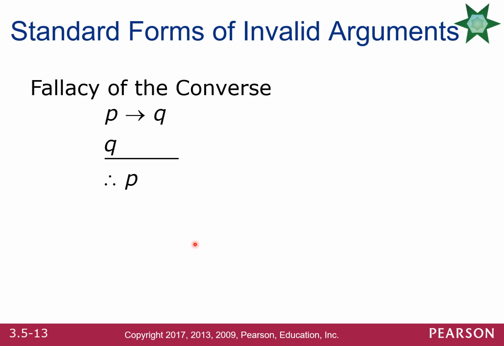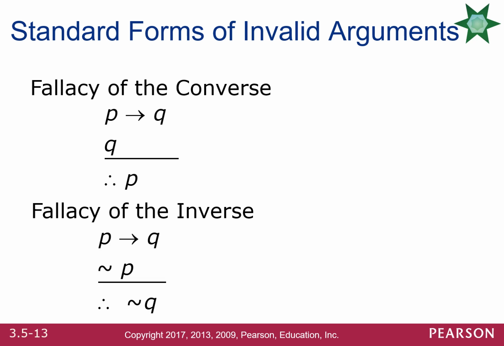Then we have another one, which is the fallacy of the inverse. So let's pull that up. It's structured this way. If P then Q, the second premise being not P, the negation of P, and then the conclusion being not Q will always result in an invalid argument, causing a fallacy of the inverse.